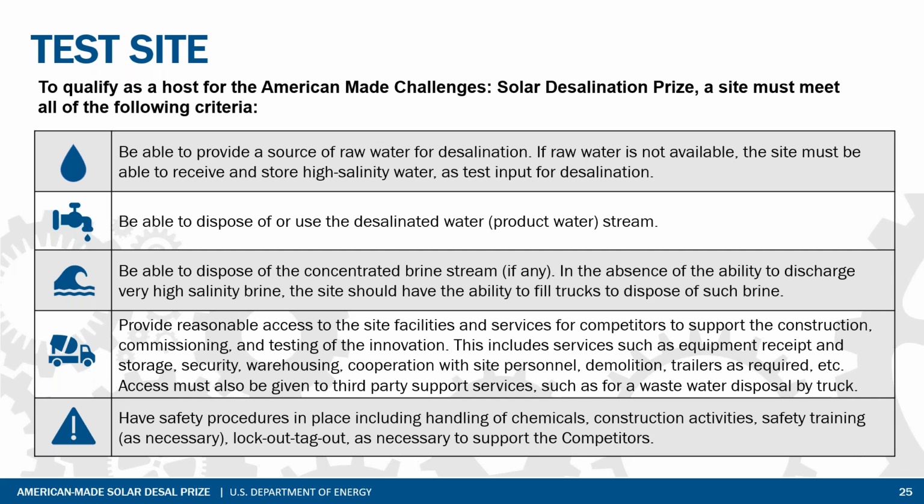The competitors have to be able to get to the site and be able to work there, have to be able to build it. You have to be able to receive equipment. There should be some means for storage, security, warehousing, cooperation with site personnel, demolition, because you'll have to get rid of this innovation at some point, trailers to work in, etc. Access must be given to third-party support services, such as wastewater disposal if necessary. The site should have safety procedures in place, including handling chemicals, construction activities, safety training, lockout, tagout for electrical safety, and as necessary to support the competitors as well.